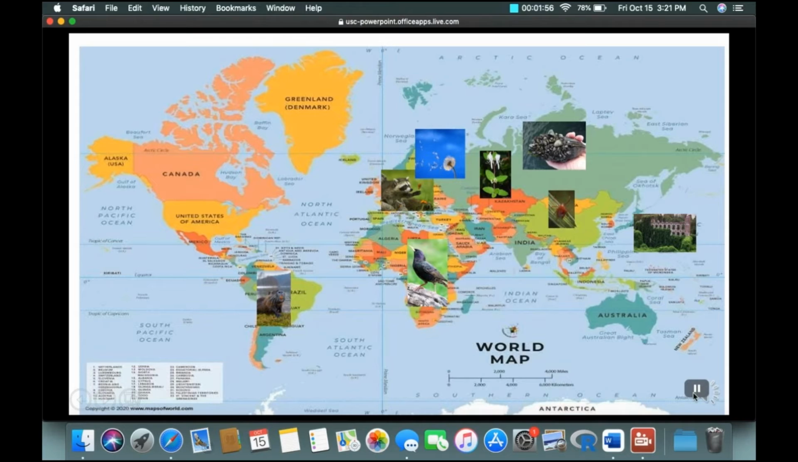Here is a map of the world and some of the invasive species that we have mentioned, and by looking at this you can see just how far each species had to travel to get to the United States and to really take root.